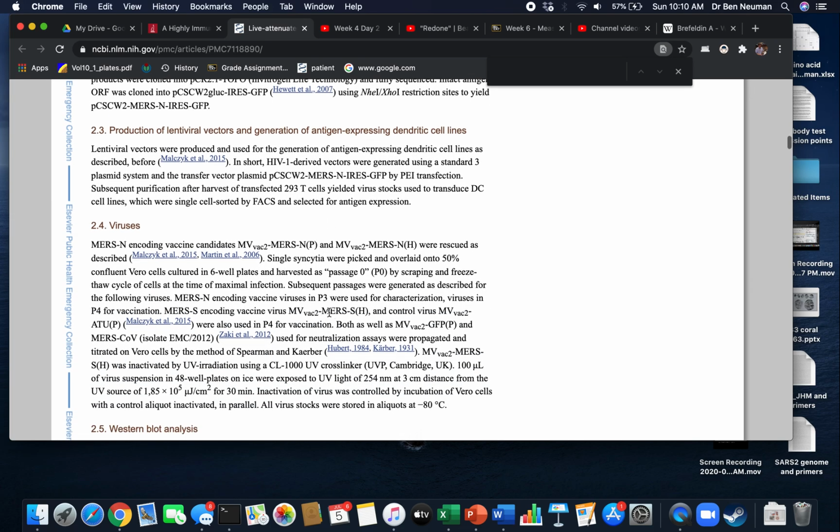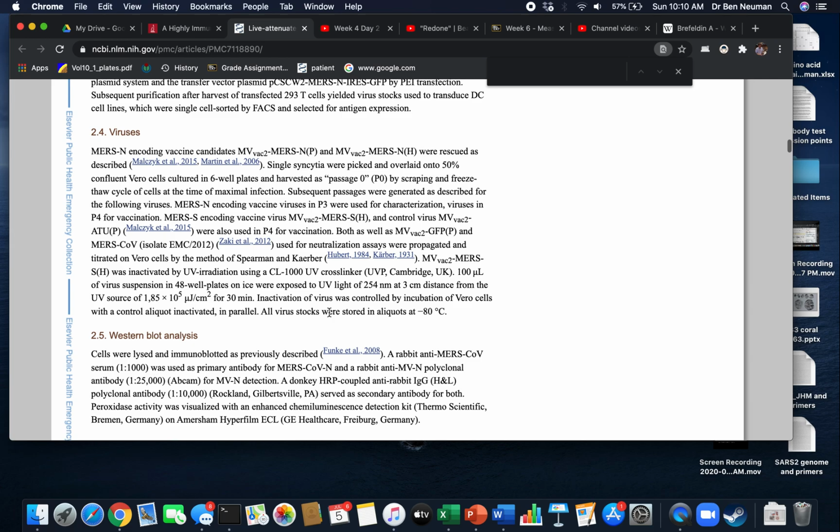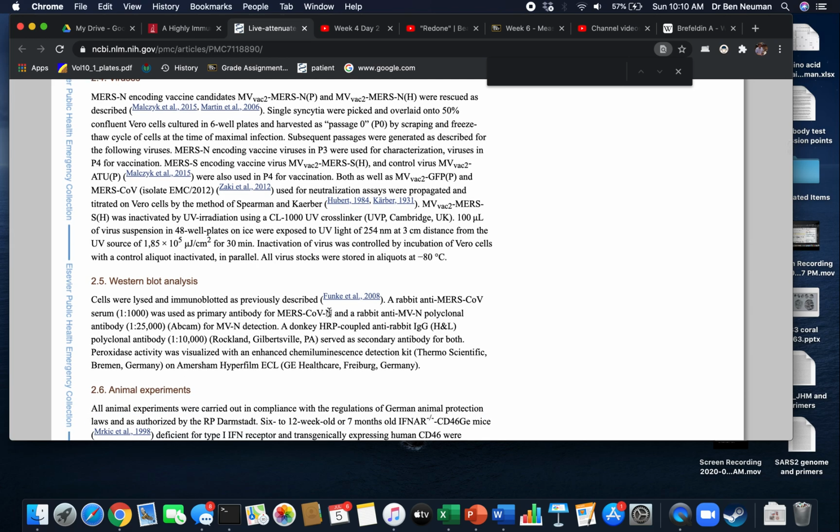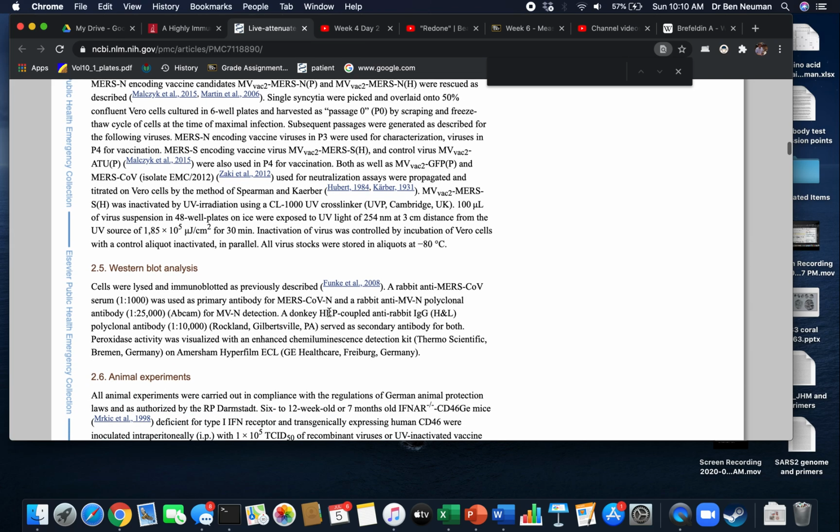All right, so let's go down here, past the viruses. Yeah, MERS, and oh, there we go. Here's the measles vaccine with the MERS S, and they also make a measles vaccine with the MERS N, and a measles vaccine with just green fluorescent protein. All of which they can use in different ways to kind of track it.